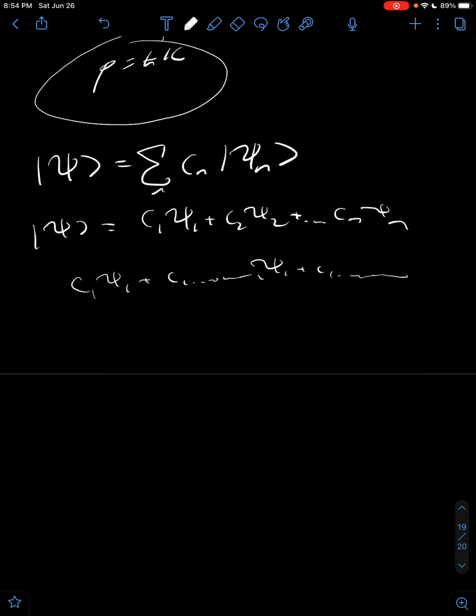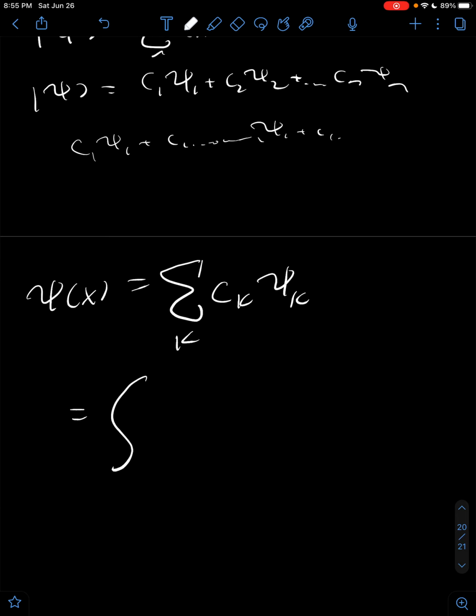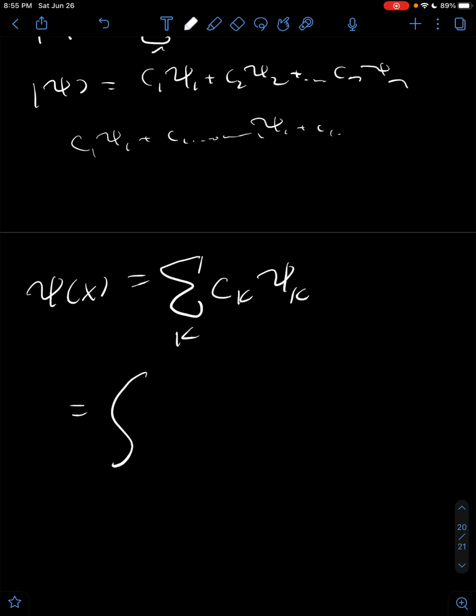So instead, the general psi of x is a sum over k of ck psi k, but really it's an integral, with ck becoming phi of k. Psi k of x, and k takes all continuous values.